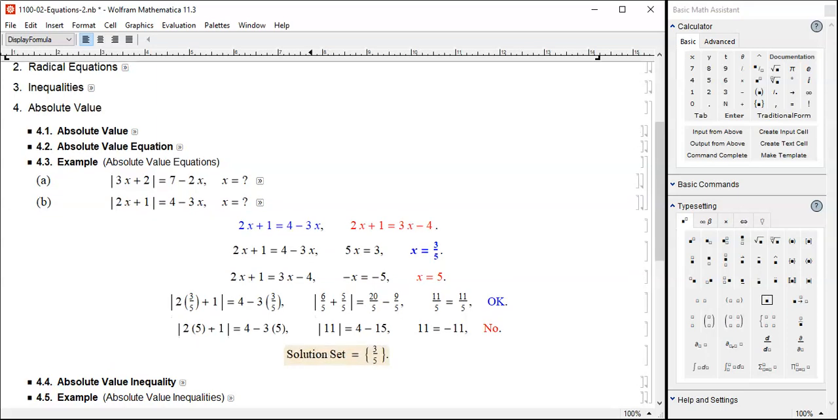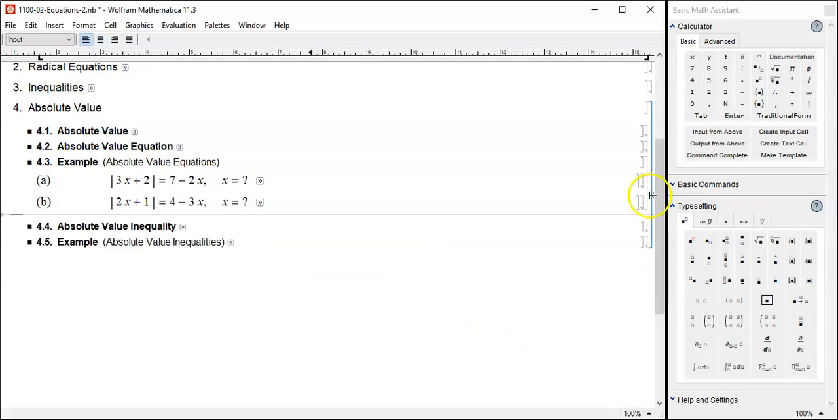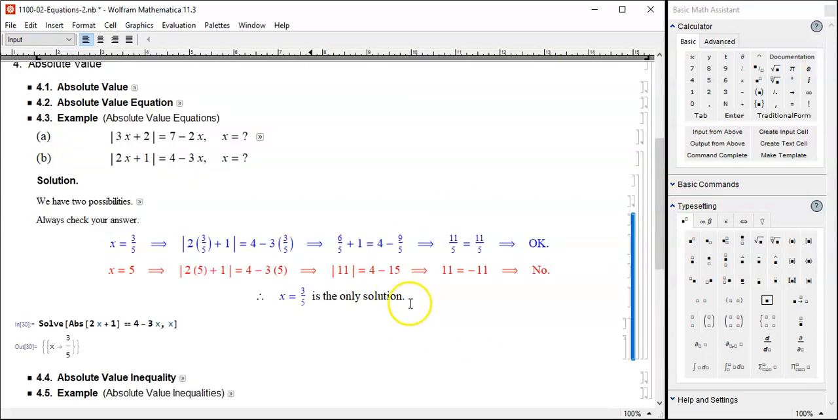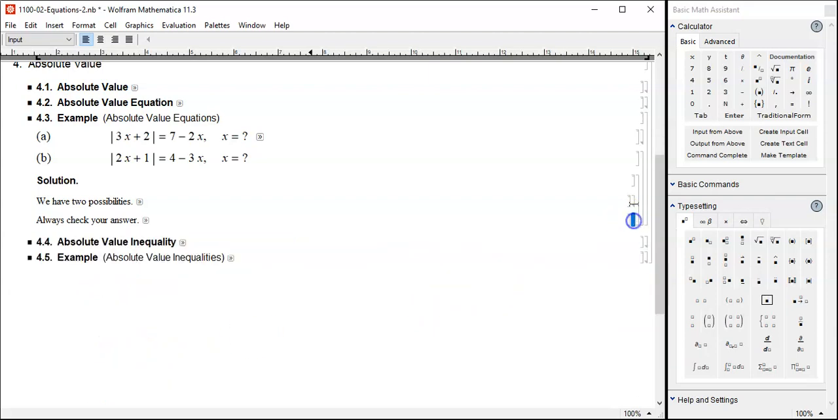Looks like we have only one solution. The other is extraneous. Always check your answer. Absolute value equation is actually easy. All you have to do is change this into two equations, plus version, minus version, and both are expected to be easy. Just linear equations. But always check your answer because things like this can happen. Check your answer. And if you use computer algebra system, we have only one solution like this.